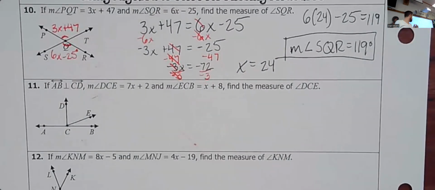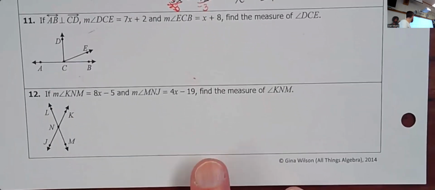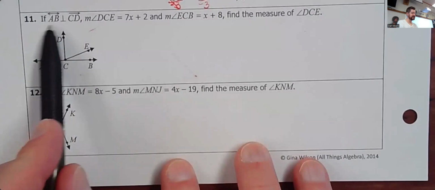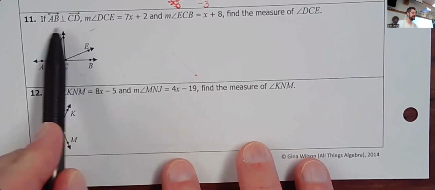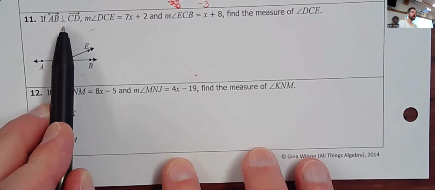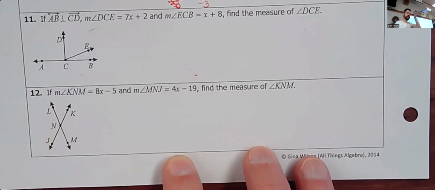So the next thing we're going to look at, any questions on 10 before we look at 11? For 11, we are given information about this diagram that is not yet marked on the diagram. That will be a very common occurrence when you're reading a lot of these problems. So what does this say? You can tell me what this says right here. If what? What does that say? Line AB, okay, is what? What does that word mean? Or that symbol?